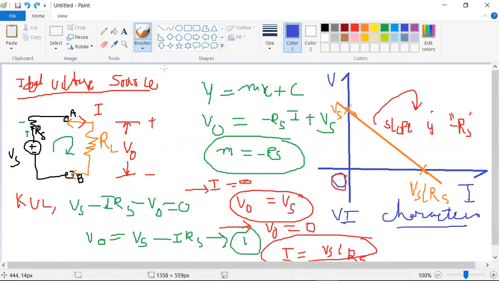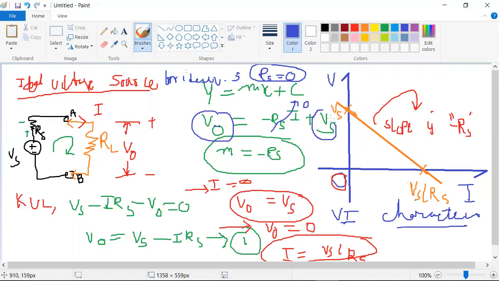for ideal voltage sources, IVS, let me write that terminology. The internal resistance Rs is equal to 0. When Rs is equal to 0, my terminal voltage V naught is equal to Vs. Hence, the drop across this is going to be 0, meaning the supply voltage is equal to the output voltage. Then the graph will be like this.